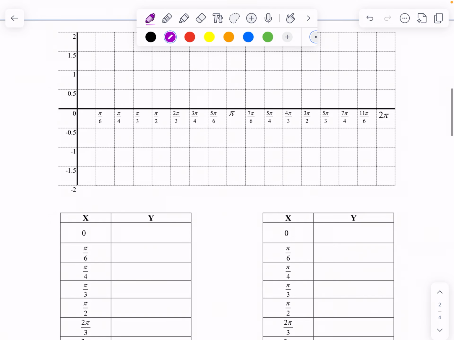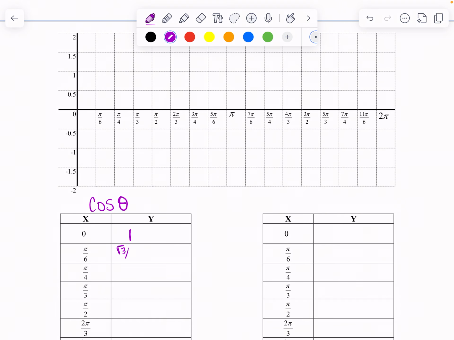All right, now I'm going to do cosine. So back to my purple. Cosine, again, I'm going to go around that unit circle. Now I'm looking at the x-coordinate of my unit circle. So at 0, I'm at 1. At pi over 6, I'm root 3 over 2. So we should see some of the same numbers.